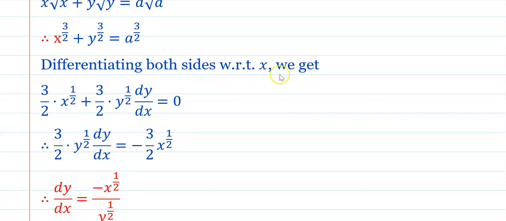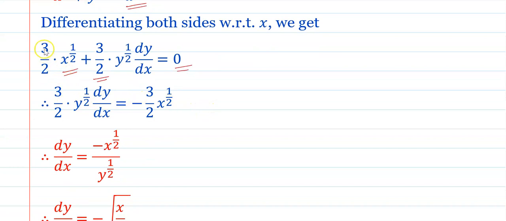Differentiating both sides with respect to x. A raised to 3 by 2 is a constant, its derivative is 0. And what about the derivative of x raised to 3 by 2? Again 3 by 2 in front, and 3 by 2 minus 1, you will get x raised to 1 upon 2. Also the derivative of y raised to 3 by 2: again 3 by 2 in front, y raised to 3 by 2 minus 1, you will get y raised to 1 upon 2 into derivative of y is dy by dx, and that's equal to 0.